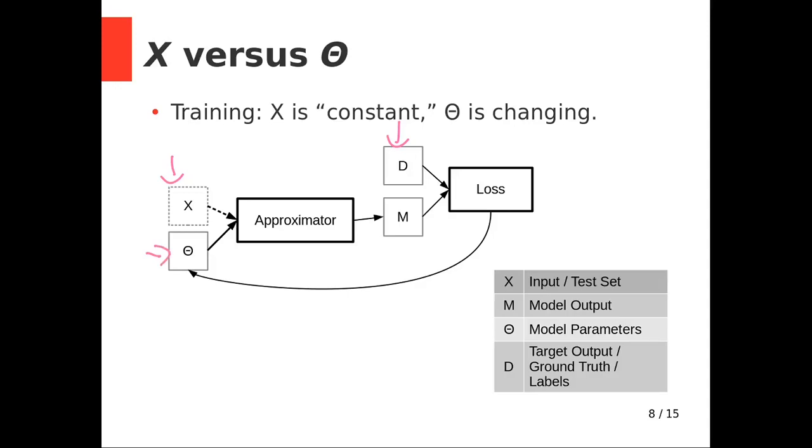So in training, given our approximator, we use an input or set of inputs x and a set of parameters theta, and we get an output m. We compare m and d, the model output and desired behavior, compute the loss, then we adjust our parameters to reduce our loss slightly and repeat, right? So we iteratively approach.